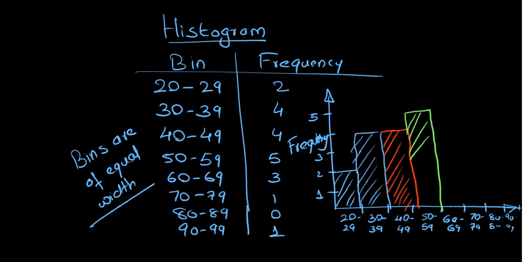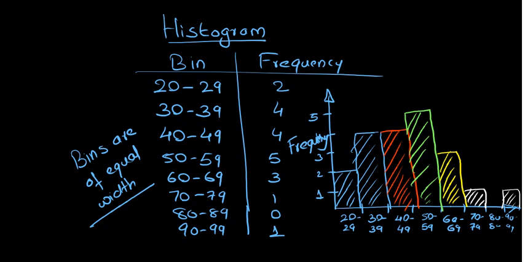So you can see that this one is the tallest among all these, so this is having the maximum frequency. And 60 to 69 is 3 units, maybe, so 60 to 69, 3, and 70 to 79 is 1 unit, here is 1, and 90 to 99, 80 to 89 there is nothing, 90 to 99 again another 1 unit. Okay. So this is a histogram.